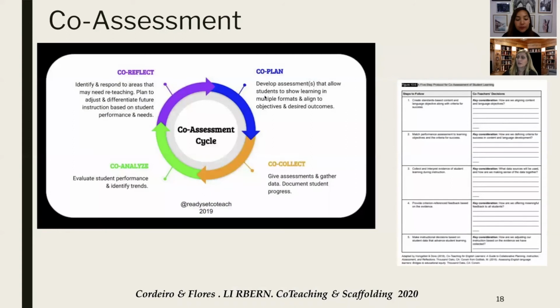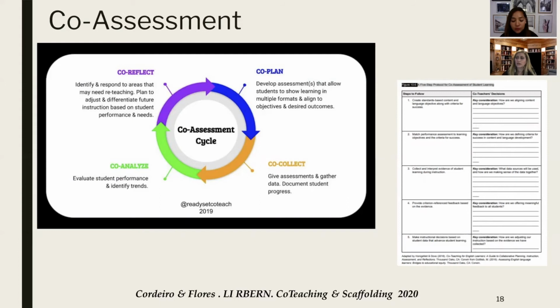The next phase of the co-teaching cycle is coassessment, which is the collaborative process of collecting data on student performance to inform instructional decision-making. Honigsfeld and Dove tell us that coassessment is critical in determining how well students have performed in order to plan the necessary language and content learning targets to help all students meet grade level expectations.